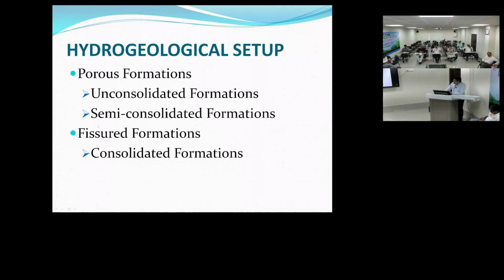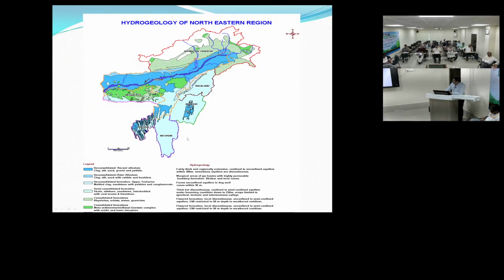The hydrogeological setup is mainly divided into porous formations. We have unconsolidated, semi-consolidated formations. In the hard rock area you can find fractures and secondary porosity. These are called consolidated formations. So this is the hydrogeological map of the northeastern area.